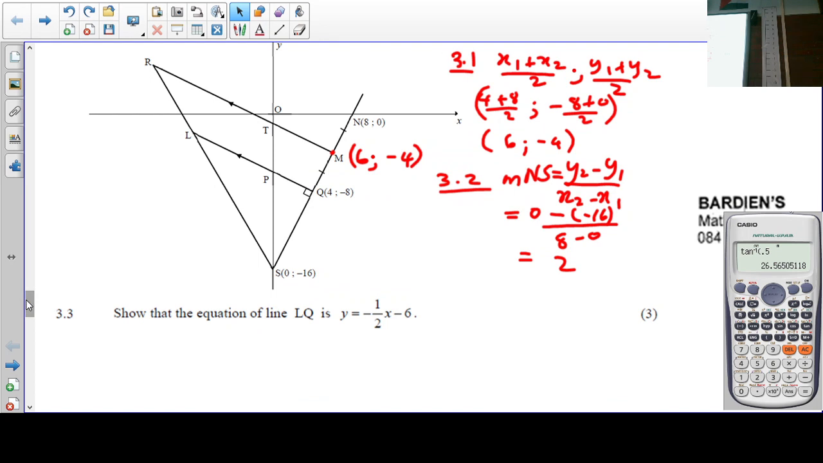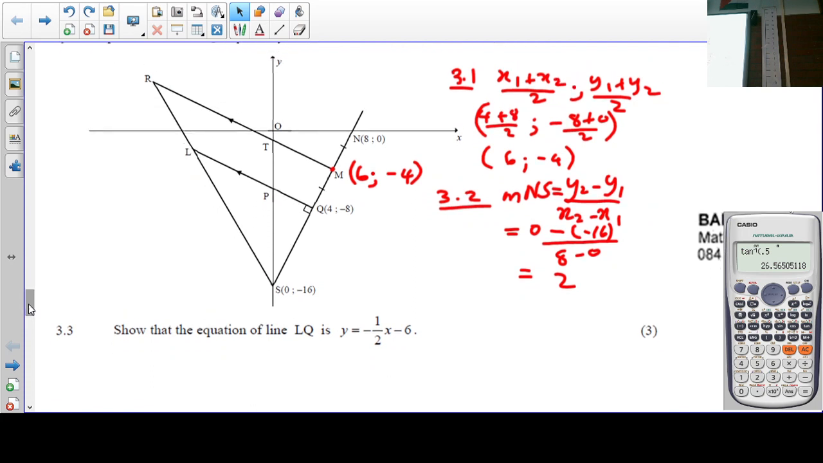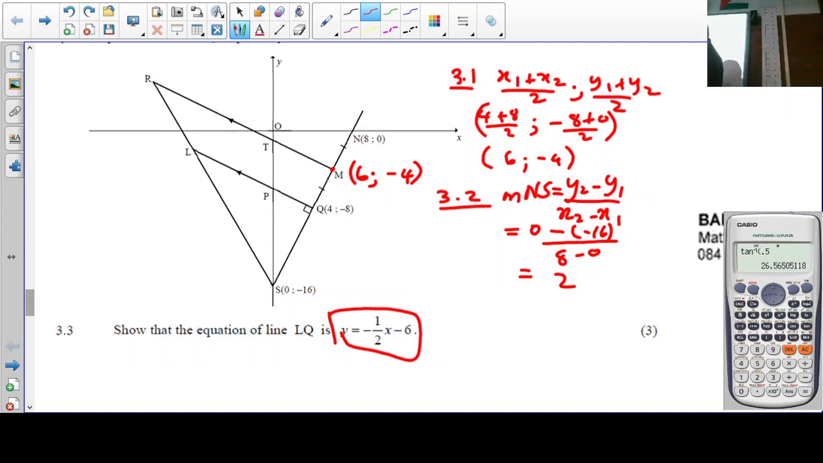Okay, so the question says show that the equation of LQ is defined as y is equal to negative a half x minus 6. Now if you've got to prove that, to show that, do not write this down. We must end off with that. You can't use that in pursuit of proving that that is the equation. So if you investigate and see where LQ is, LQ is here. What do we need to calculate the equation? I need the gradient and I need another point on this graph.